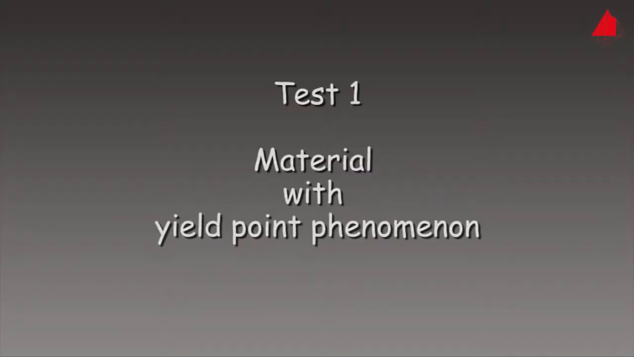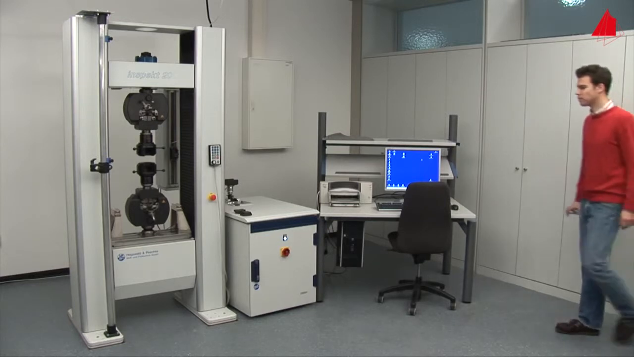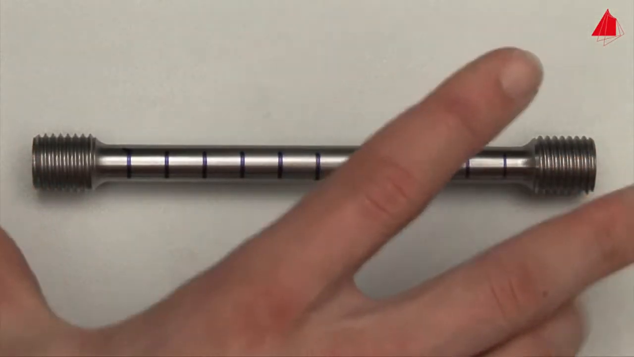The tensile test. First test, material with yield point phenomenon. In the first tensile test, a plain carbon steel with yield point phenomenon is to be tested. This is the test piece.